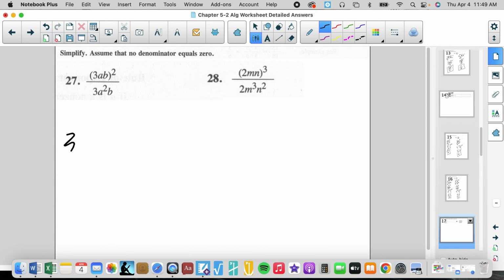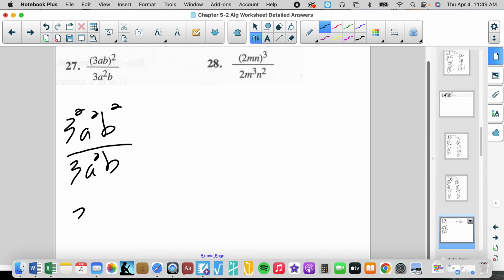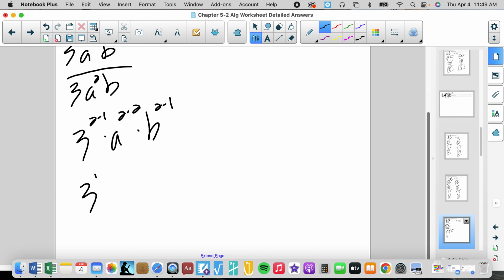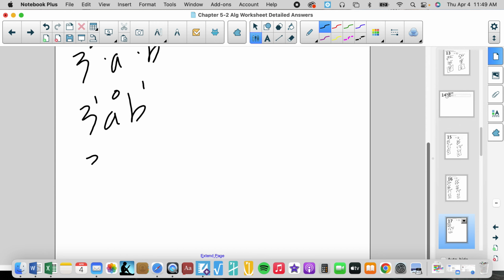We're going to distribute 3 squared a squared b squared over 3a squared b. We can again do this. 3 to the 2 minus 1, a to the 2 minus 2, b to the 2 minus 1. 3 to the first, a to the 0, b to the first can be written as 3b.